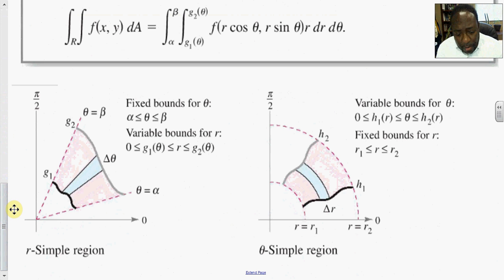Again, remember that for the rectangular system, for Fubini's theorem, we talked about vertically simple or horizontally simple. Well, the same thing applies here for the polar form, where you can talk about an r simple region or a theta simple region. What I would try to do is to keep all of my conversions to the r simple region. Let's look at some problems.